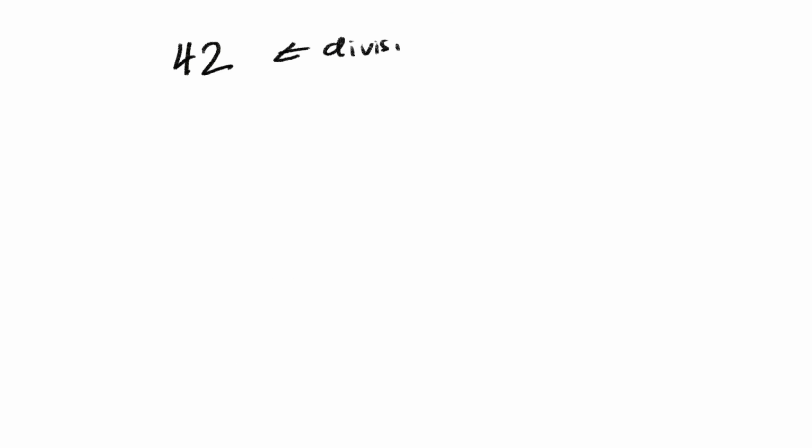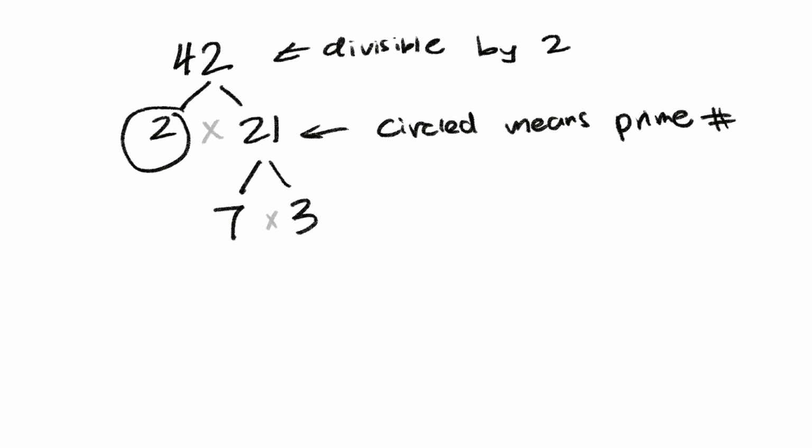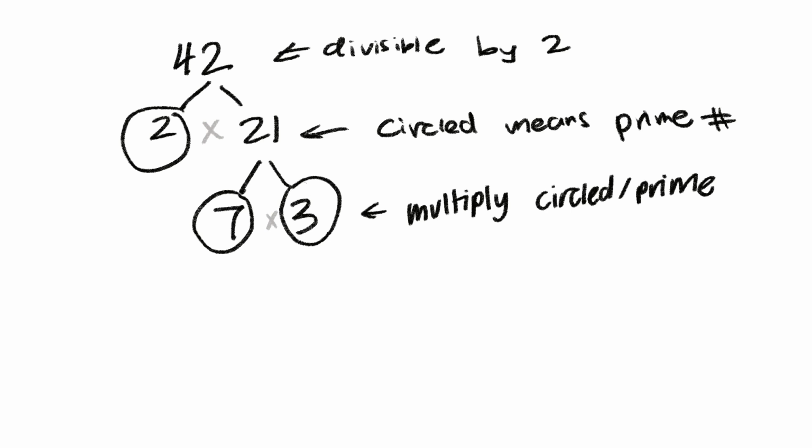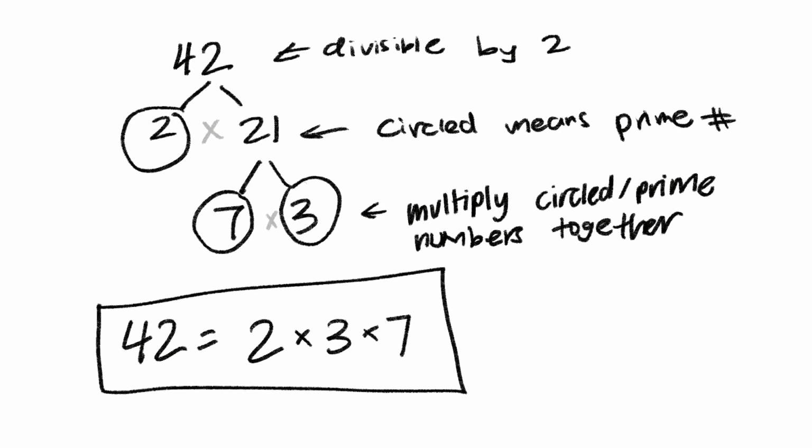We know that 42 is divisible by 2 since it's even, so let's split this up into 2 times 21. We'll circle 2 since that's prime and we don't have to split that up further. However, 21 can be split into 7 times 3, and since these numbers are prime, we'll just circle them and stop breaking the numbers down. We're all finished. We can just convey these numbers by multiplying the prime/circled numbers together to get our original number 42. So 42 is equal to 2 times 3 times 7. This is fully prime factorized.